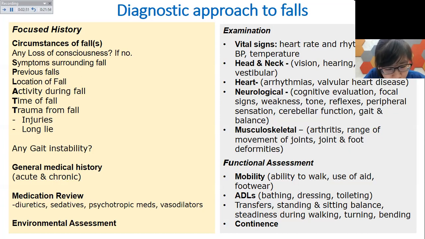Moving on to the examination findings, looking at the vital signs, the head and neck region, the vision, hearing, vestibular system, the heart, the neurological evaluation of the cognition, any focal deficits, tone, reflexes, signs of Parkinsonism, cerebellar function, and gait and balance. And also the musculoskeletal system, as earlier mentioned by Dr. Tan. And lastly, the functional assessment is just as important to assess for mobility, the ADLs, activities of daily living, and continence.